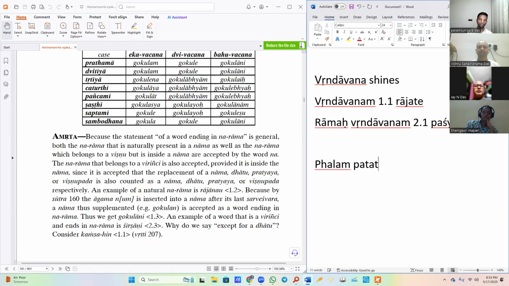Phalam Patati. The fruit is falling, or the fruit falls. And on the object side, Ramaha Phalam Khadati. So here Phalam is object. So in this way, we should be clear about 1.1 and 2.1 words.